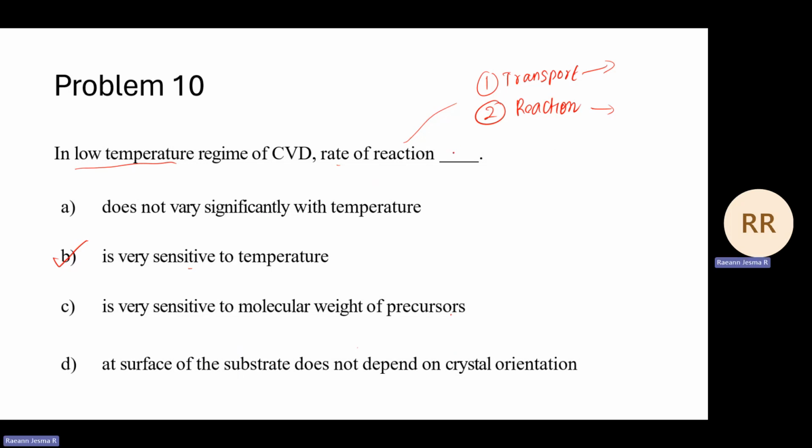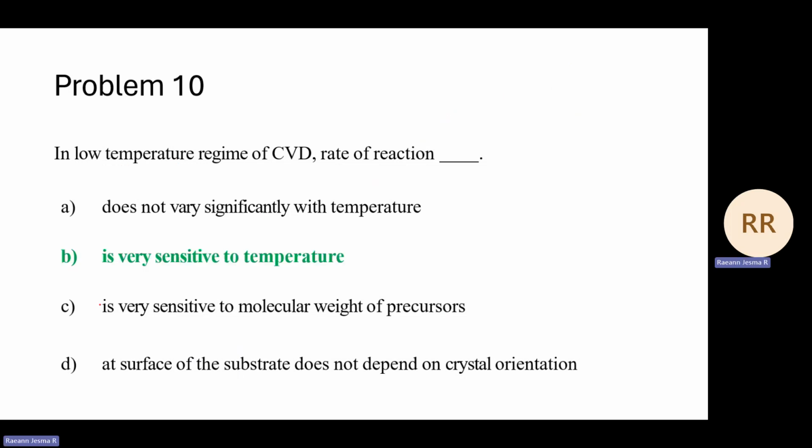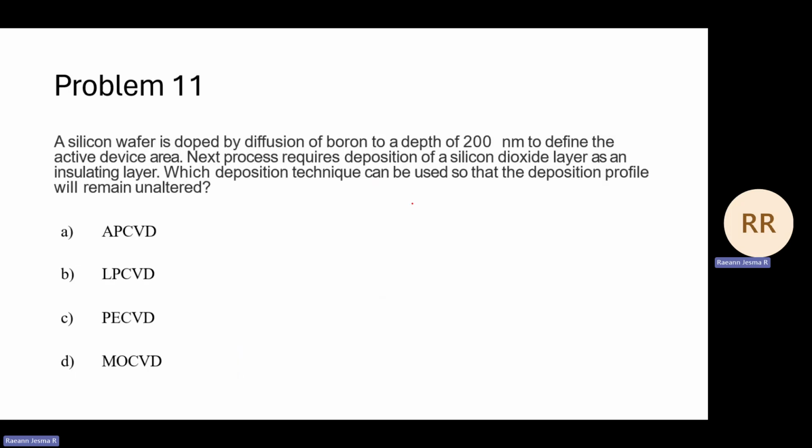because the reaction is dependent on the precursor, right? The precursors are the ones that are reacting. So even the activation energy will be for the precursor, not for the substrate. Okay. So the answer is option B, very sensitive to temperature. Okay. We'll move on to the next problem.